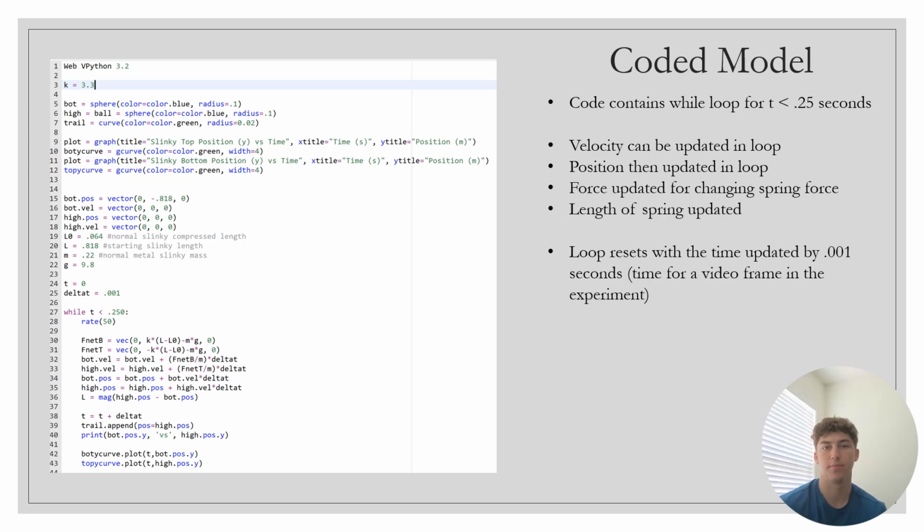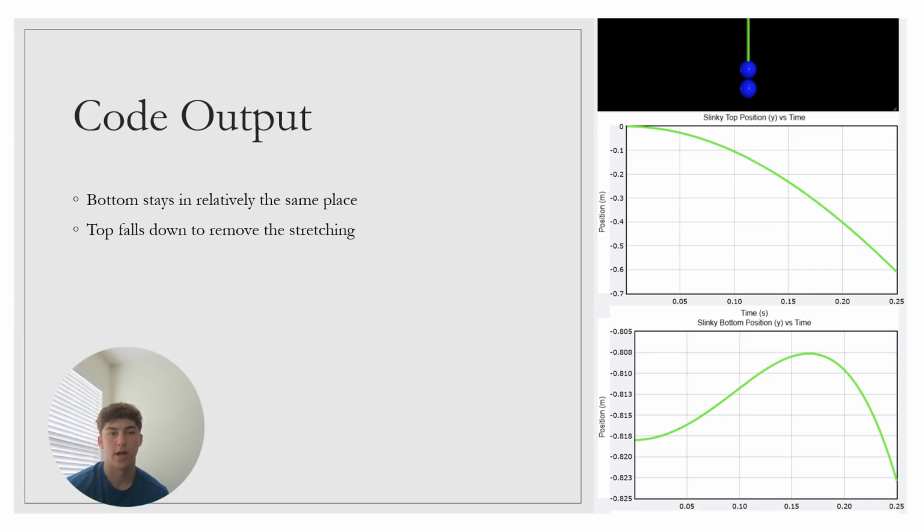For our actual code output, if you look at the top right, you can see that the coded model resembles the video of the actual experiment greatly. You can see that the top position of the slinky does go down over time to match the bottom, whereas the bottom fluctuates a bit, but if you look at the final and initial positions, it basically sticks right around 0.8 meters below the top.